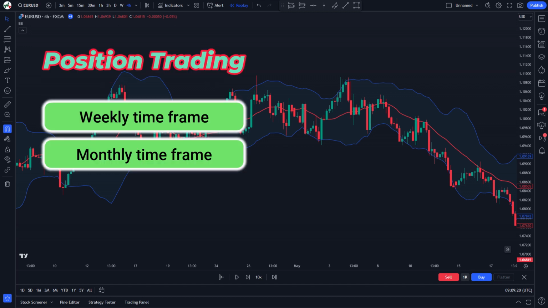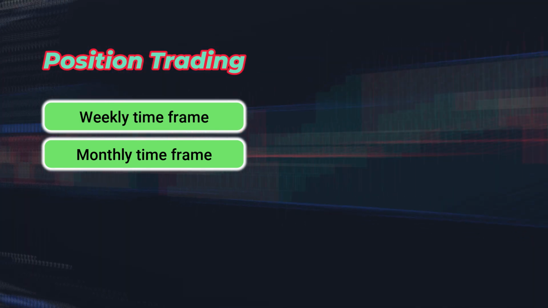Position traders, these are long-term trades, allow traders to hold orders for a month or two or even longer. This is more suitable with using the weekly time frame, but also paying attention to the monthly time frame. The longer the open order, the more margin strength is required for the durability of the account.